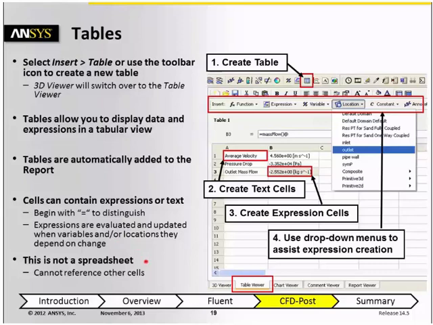One pointer is that the table is not a spreadsheet, even though it looks a lot like one, and because of that, there are some things that you can't do, like having a cell reference another cell.